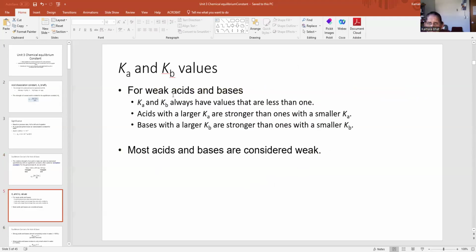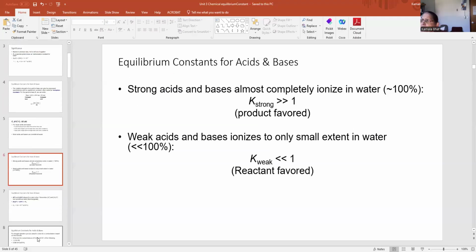Now for weak acids and weak bases, Ka and Kb all have values that are less than 1. Acids with a larger Ka value are stronger than the ones with a smaller Ka value. Bases with a larger Kb value are stronger than the ones with a smaller Kb value. And this is important to remember, especially when you have to predict the direction of a reaction.